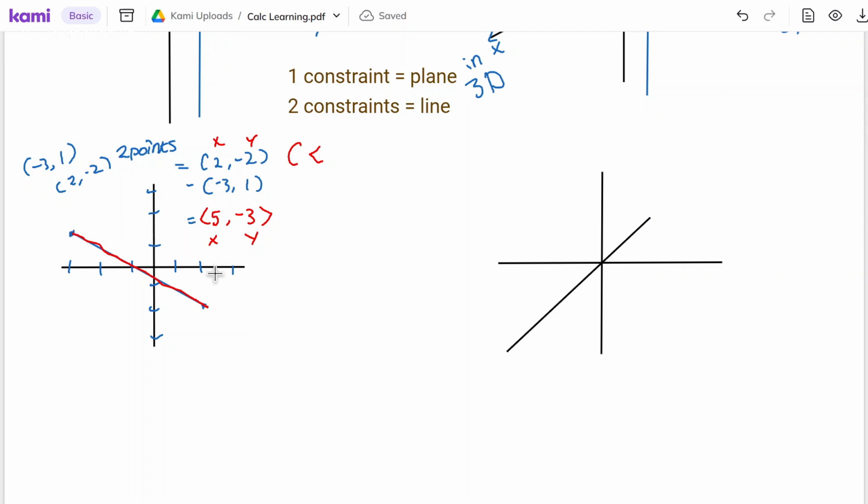Wait, did I do that math right? Yeah, it went 5, so 3 here to 0, and then 2 here to 2, and then that means it went to the right 5, and then -3 means it went down 3. So it went 1, 2, 3, down 3, and then 5 right. So 1, 2, 3, 4, 5. Yeah, I don't know why that was confusing me.